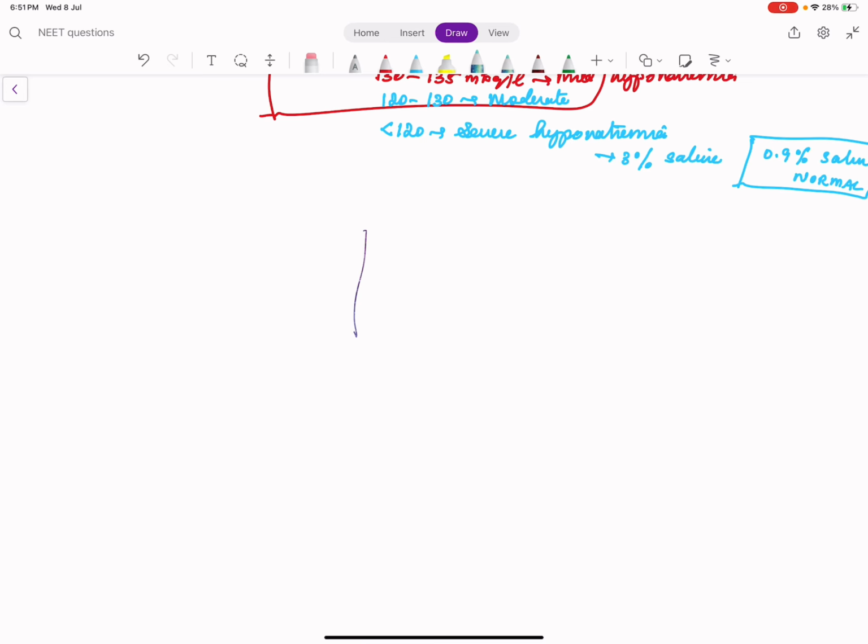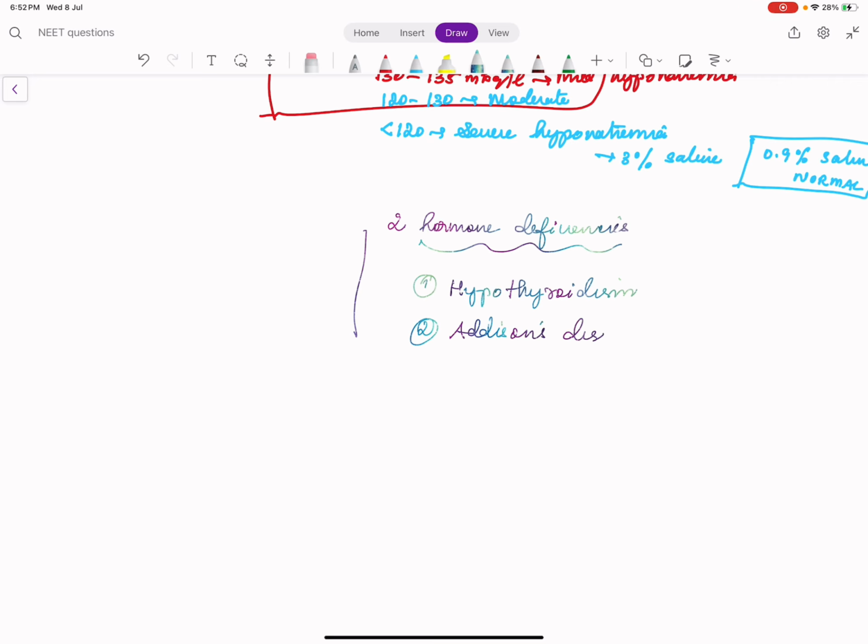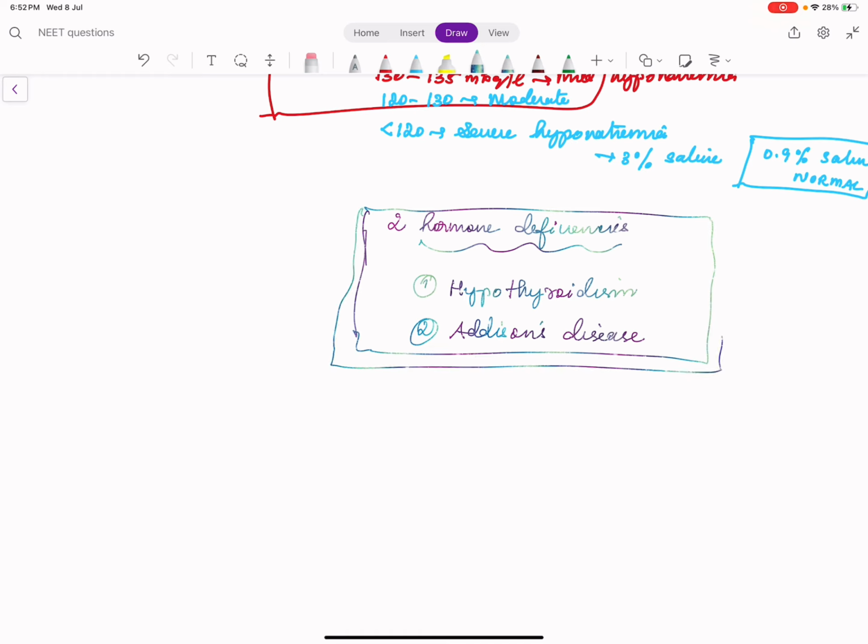A very important take home: there are 2 hormone deficiencies or 2 endocrine disorders which cause hyponatremia. One is hypothyroidism and the other one is Addison's disease. If any question comes with the clue hyponatremia and it's an endocrinology question, please remember 2 endocrine diseases which cause hyponatremia are hypothyroidism and Addison's disease.